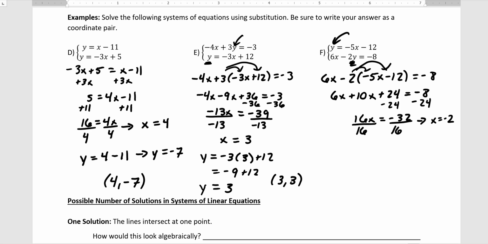Now that I know x is negative 2, plug that into that top equation. So y equals negative 5 times negative 2 minus 12. The negative times a negative gives me a positive, so I'll have 10 minus 12. 10 minus 12 is negative 2. Y equals negative 2, so my solution here is (negative 2, negative 2).